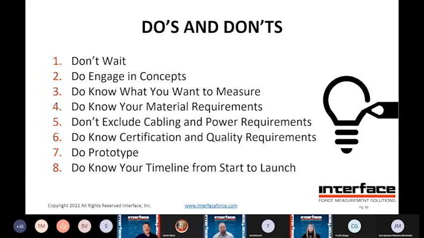Do know certification and quality requirements. I think Brian touched on that earlier as well, that we can adapt to the customer's requirements from a quality or certification standpoint. That's communicated on the front end, so we don't get caught later down the line without it being addressed. And do prototype. Prototypes answer a lot of questions about the solution for the application in the early stages. And do know your timeline from start to launch. We also mentioned that before. So, just summarizing the importance of what we've learned, our best practices in the OEM process.